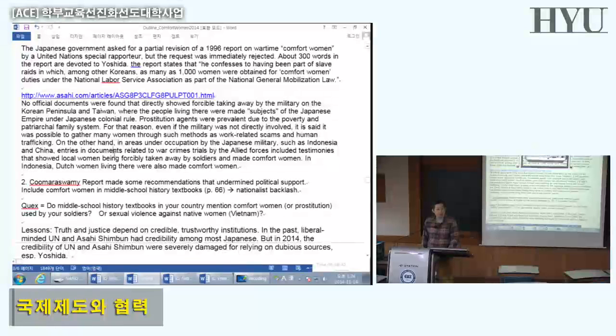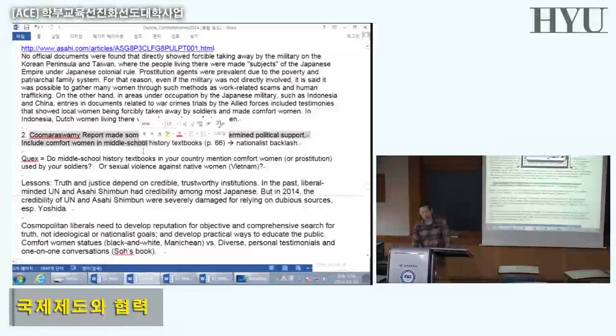Right, do you see? So now the facts are more clear, okay? In places like Indonesia and China, you had clear evidence that some soldiers forcibly took women to be comfort women. But in Korea, you don't have that concrete evidence yet. And the evidence that we did have, such as Yoshida, is no longer credible. That's number one, citing uncredible sources. The second problem is that the Kuros-Maswamy report based on recommendations that undermine political support.